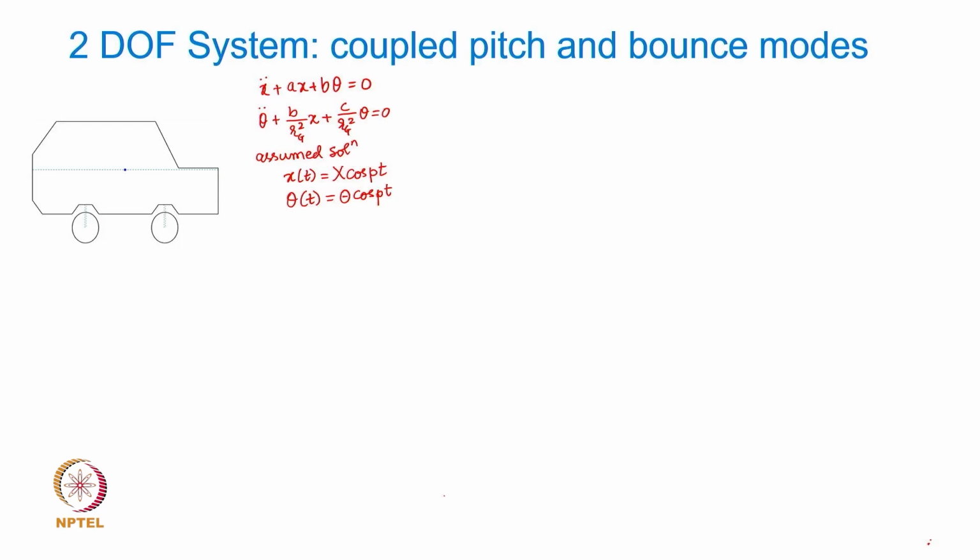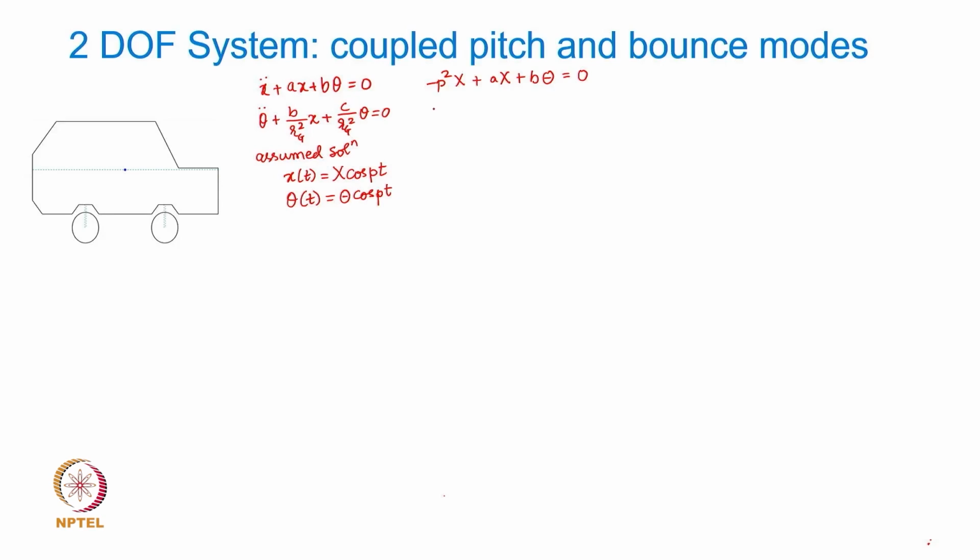If you substitute this assumed solution in the governing equation of motion, obviously this becomes minus p square capital X cos pt. So cos pt will be appearing in all the terms, so I can take it out. A capital X plus B capital theta equal to 0. Cos pt cancels out throughout. x double dot is nothing but minus x p square cos pt.